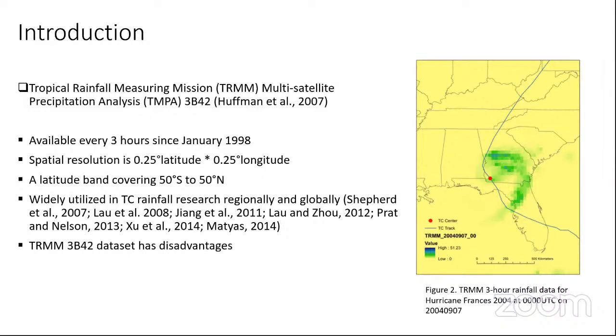Since a lot of researchers have used this data to conduct the TC rainfall analysis, we have known that TRMM has several disadvantages. It tends to underestimate the high rainfall and overestimates the light rainfall.